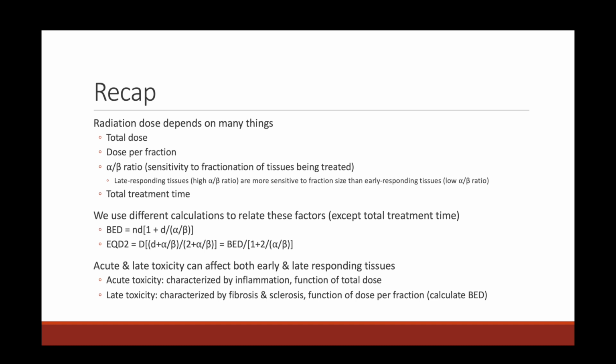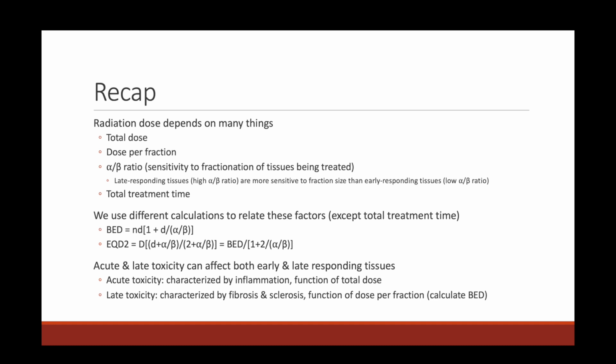You also need to think about the alpha-beta ratio of the tissue that you're looking at and how sensitive that tissue is to fractionation. Remember, late responding tissues tend to have higher alpha-beta ratios and are more sensitive to fraction size compared to early responding tissues, which have a low alpha-beta ratio. Total treatment time is also very important.